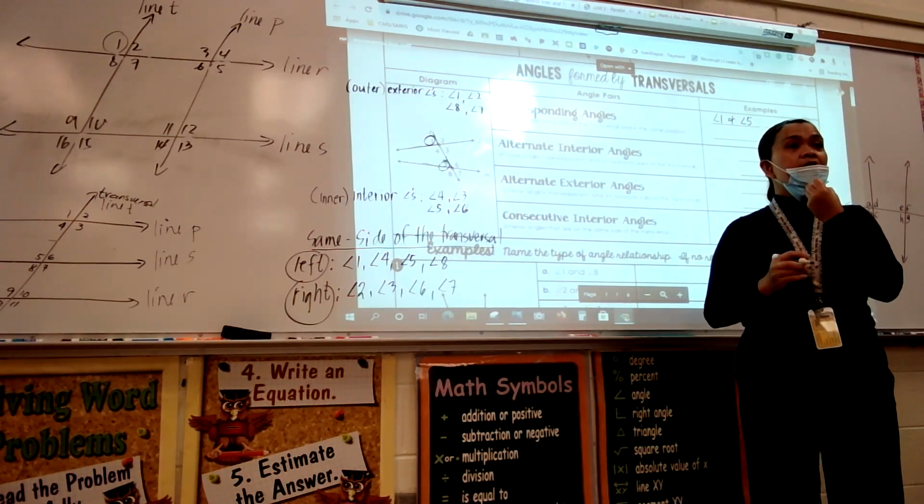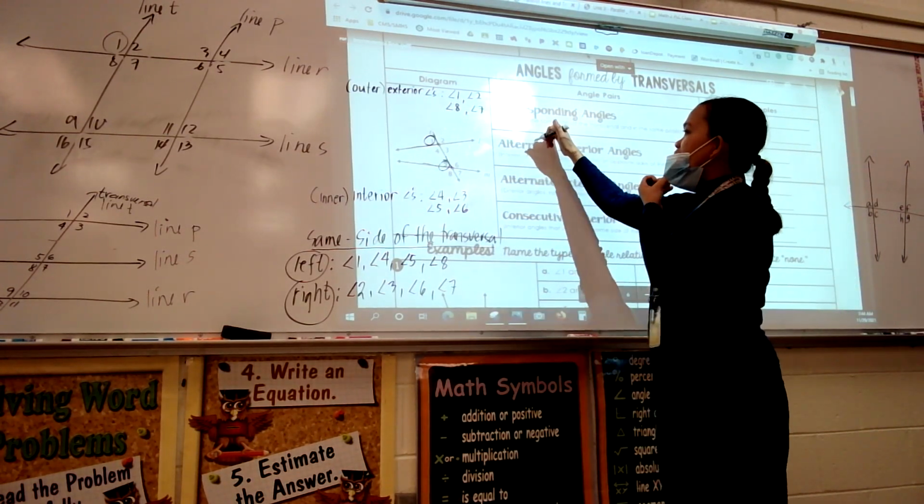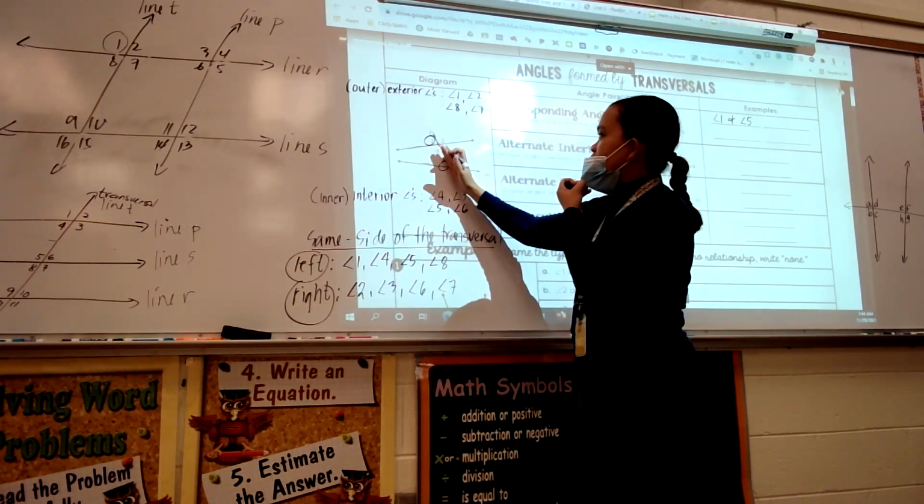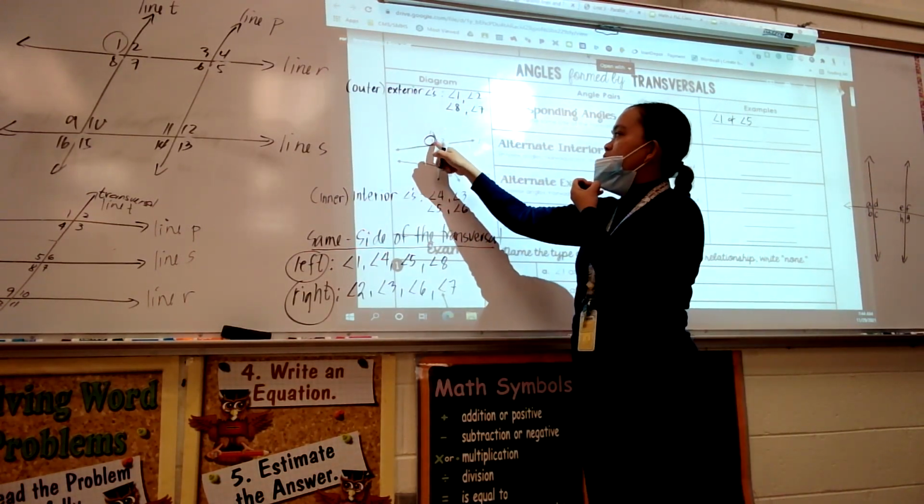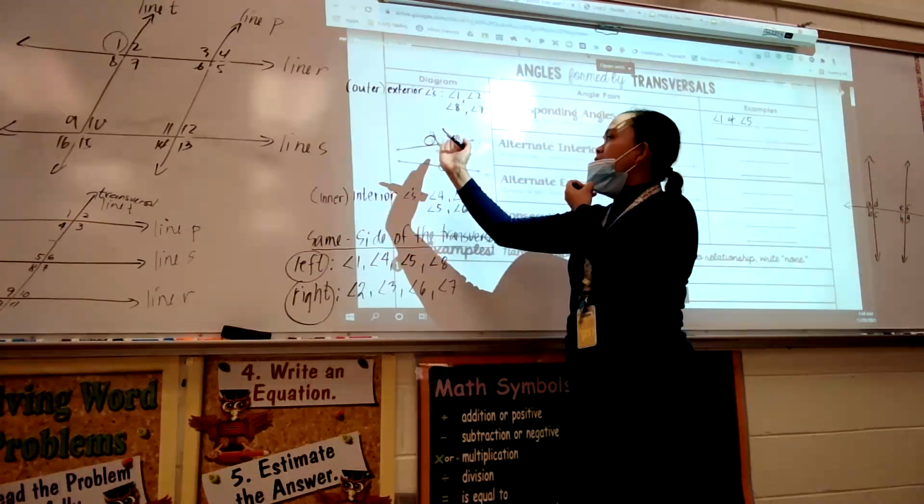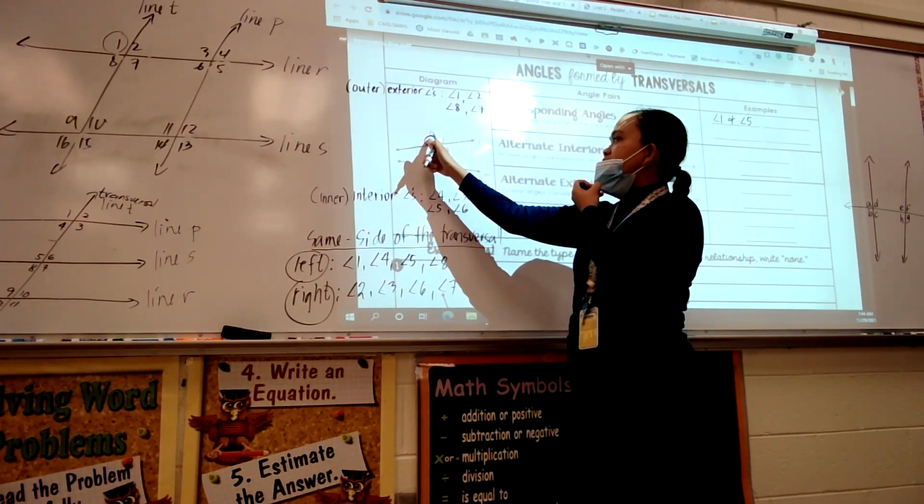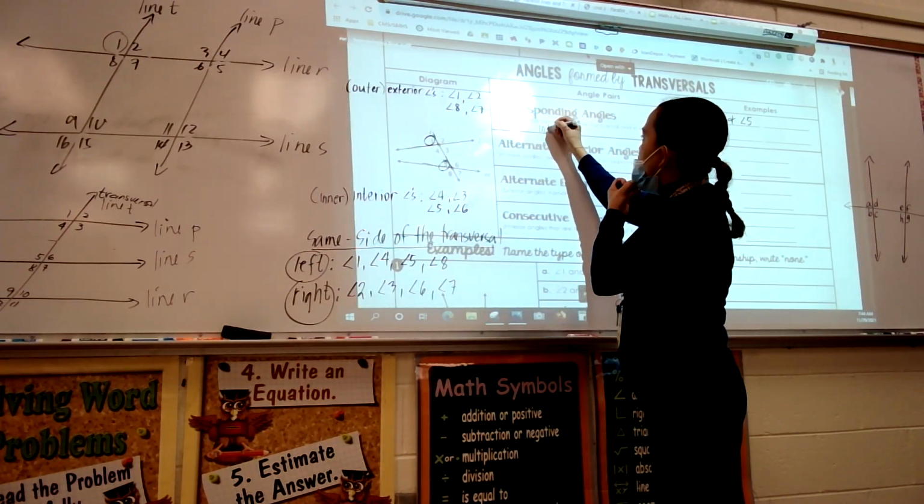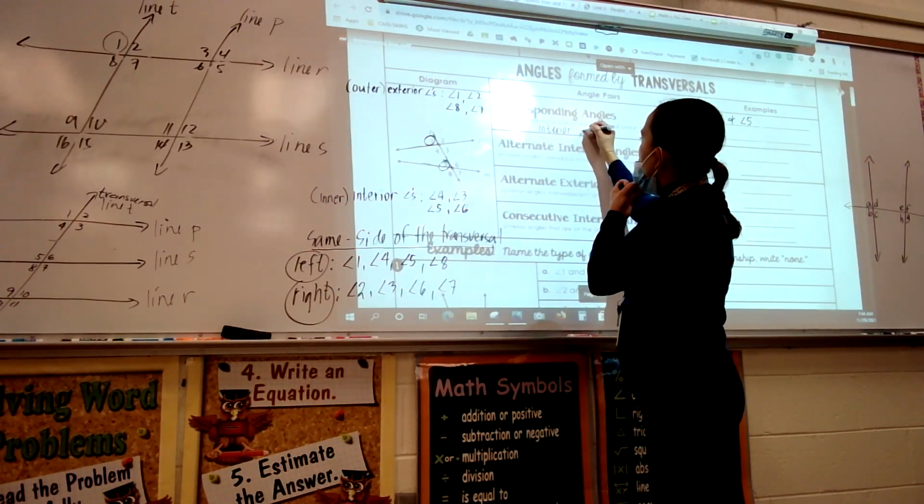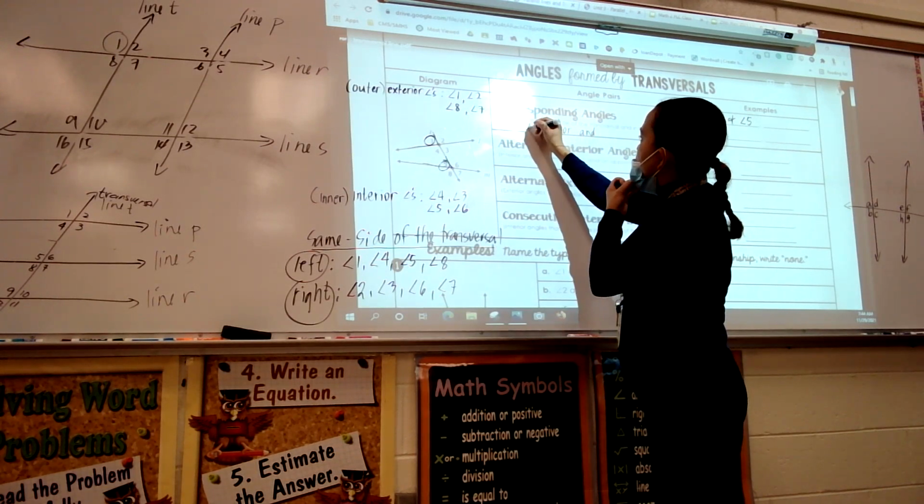Make sense? They are on the same side of the transversal. They are both on the left side, and they are in the same position. They're both in the upper part of the line. One exterior and one interior. That's it. One interior and one exterior.